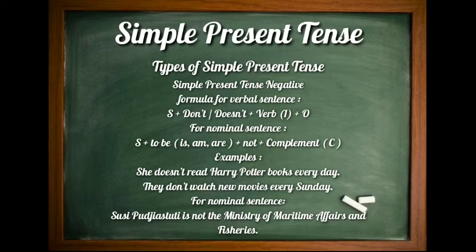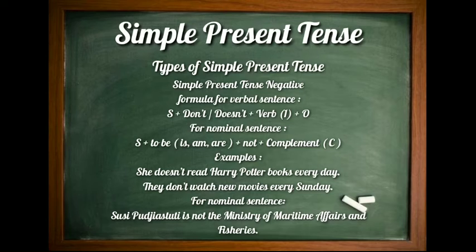And then, the second type of simple present tense is simple present tense negative. To form negative simple present tense sentences, usually it is added with the word don't or doesn't before the verb, but it will be different if the sentence is a nominal sentence that uses to be. Here is the formula for verbal sentence: subject plus don't or doesn't plus verb 1 plus object.